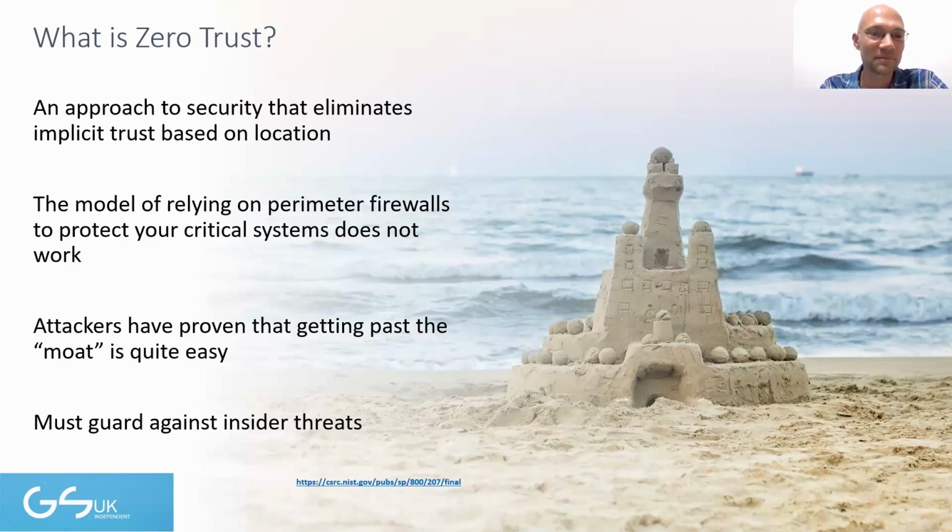And that's very important. So why is this getting important? Why is this gaining popularity? Why do we need this? It's because this model of having a moat around your resources has been shown to not be sufficient these days. There have been various breaches that have been quite widely publicized recently that have shown that it's actually quite easy for attackers to get past that moat. And so you can't necessarily trust everything that is inside your network.